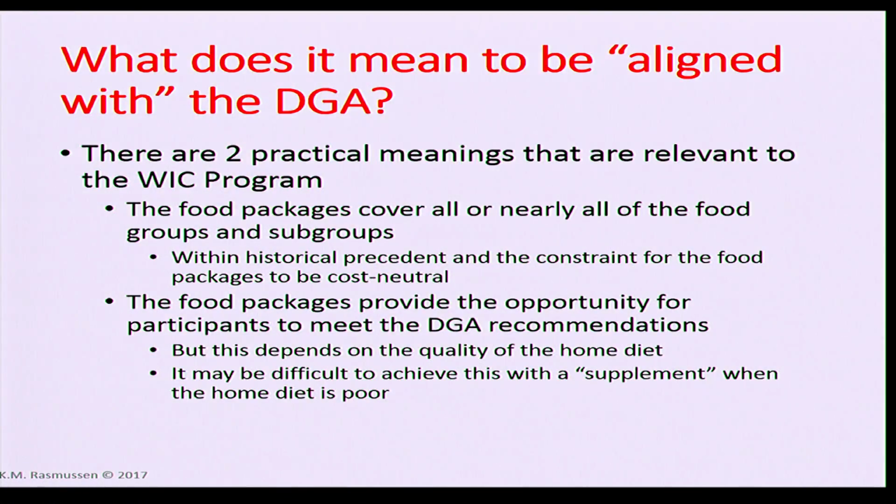So the first thing we had to think about as a committee is what it meant to be aligned with the dietary guidelines. And from my perspective, there are two practical meanings that were relevant to the WIC program. First, that the food packages cover all or nearly all of the food groups and food subgroups. And this is within the historical precedent that WIC doesn't really offer meat, and the constraint for the food packages to be cost neutral. So that's one reason not to offer meat.